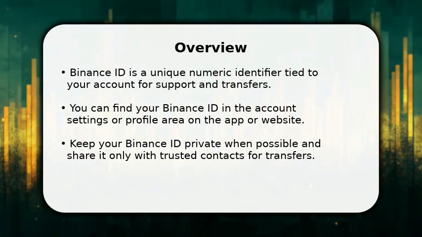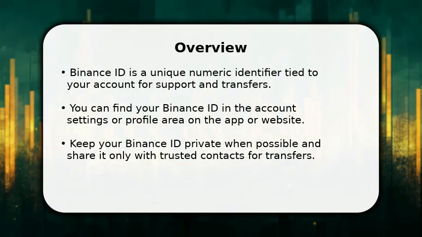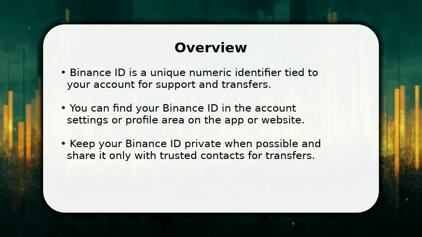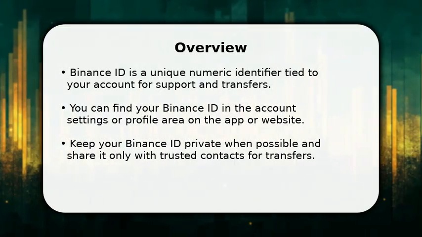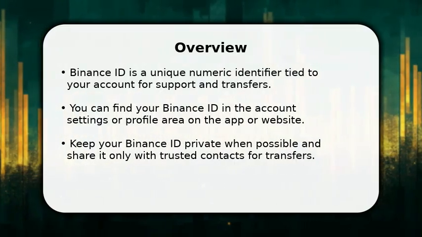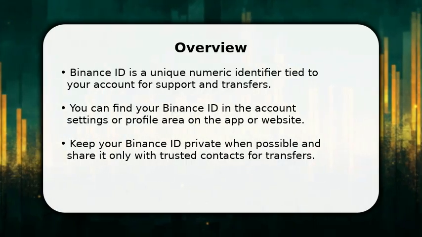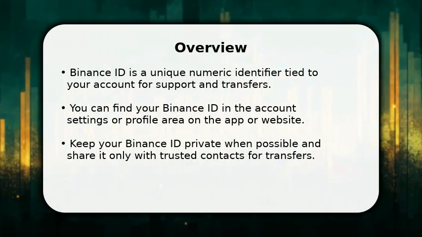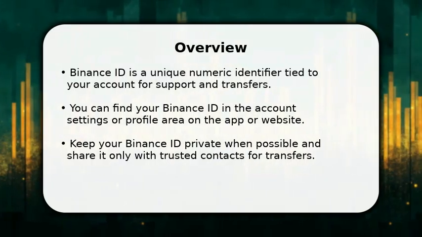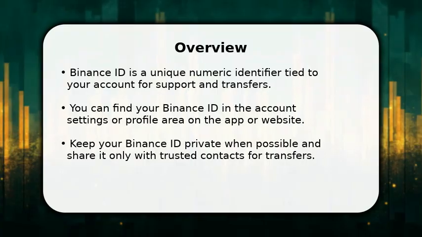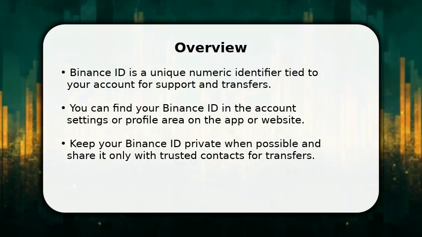In this video, I will show how to find Binance ID step by step. Open the Binance app or website and sign in with your credentials, then tap the profile icon at the top right. From there, choose Account or Settings, scroll to find User ID or Binance ID, and copy it carefully. If you use multiple accounts, repeat the process for each one and double-check digits before sharing.